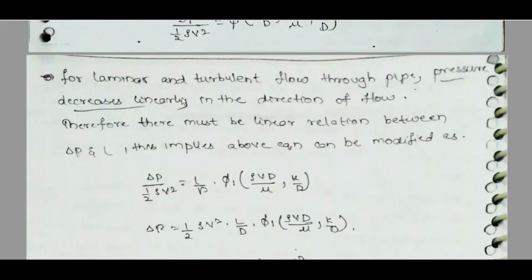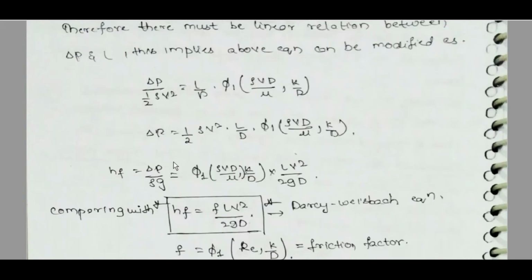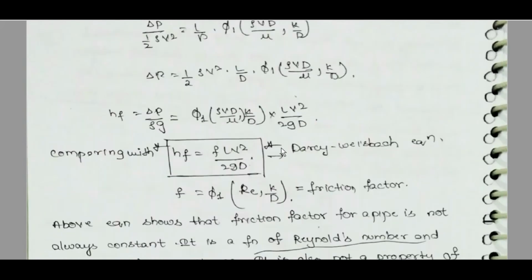For laminar and turbulent flow through a pipe, pressure decreases linearly in the direction of flow. Therefore, there must be a linear relation between delta P and L. This implies the above equation can be modified as delta P by half rho V square is equal to L by D into pi 1 of rho V D by mu, K by D. Delta P is equal to half rho V square into L by D into pi 1 of rho V D by mu, K by D.